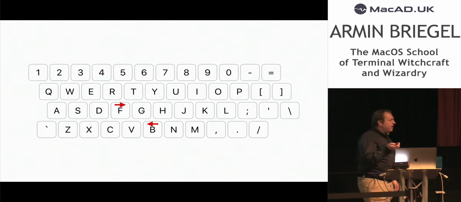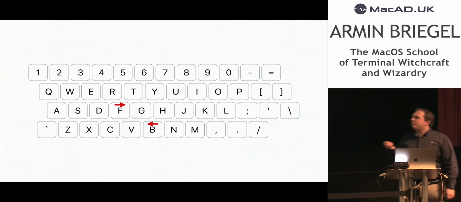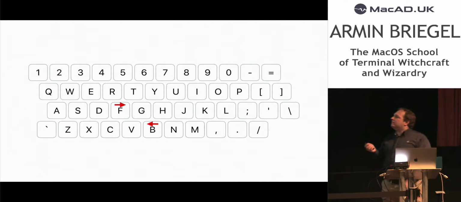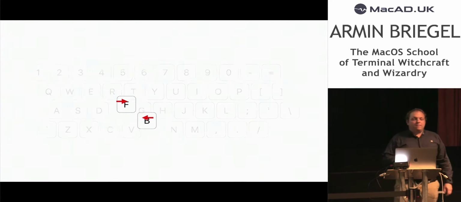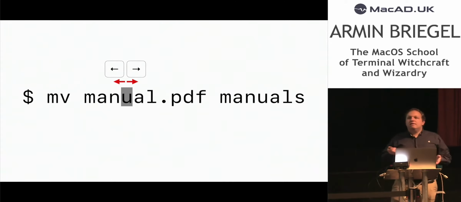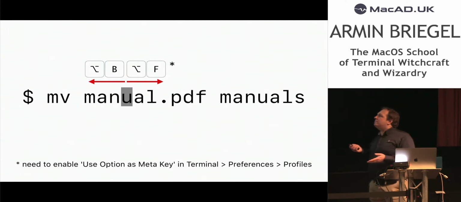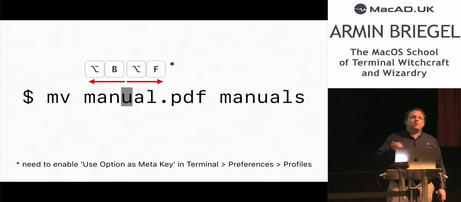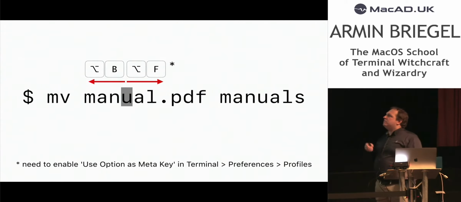I couldn't actually find where this is from. There's probably some deep Unix terminal, mechanical terminal reason for this. The nice thing is we're on the Mac. We can use the left and right arrow key, so we don't have to memorize B and F. You can use Option B and Option F to move by word to the beginning of the current word or the beginning of the next word.